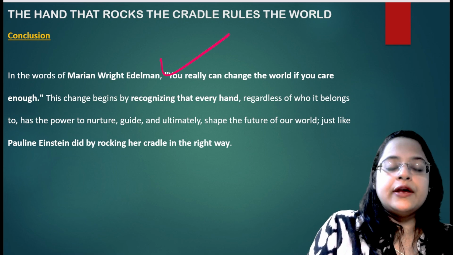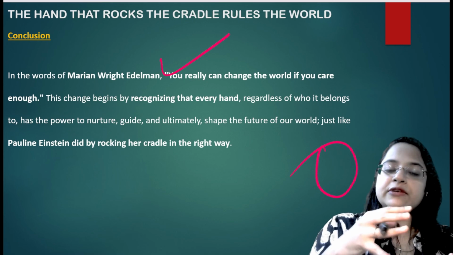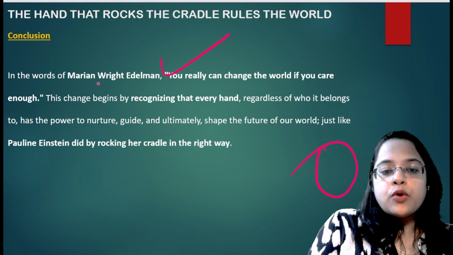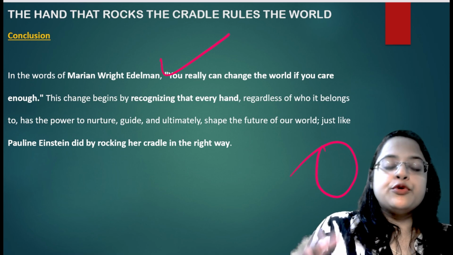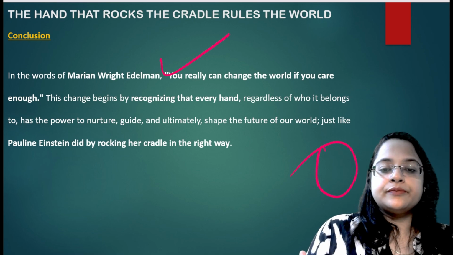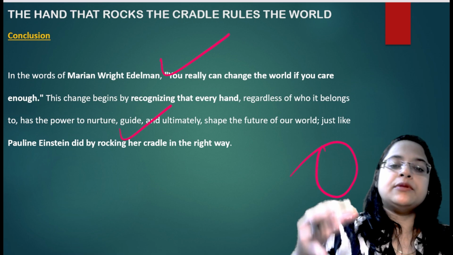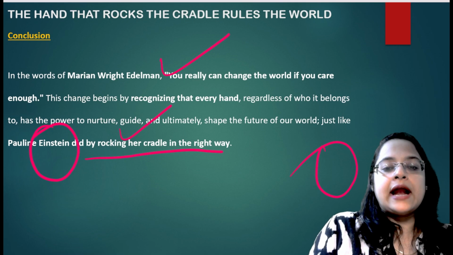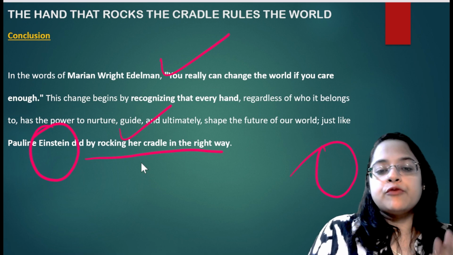Then we come to the conclusion where we have to complete the circle. We have to take the reference of the anecdote from where we started. We have to connect back to the introduction. So here you can take the words of Marian Wright Edelman, who said, "You really can change the world if you care enough." So this change begins by recognizing that every hand, regardless of who it belongs to, has the power to nurture, guide, and ultimately shape the future of our world, just like Pauline Einstein did by rocking her cradle in the right way. So this is how we can make a short reference to the anecdote from where we started the essay.